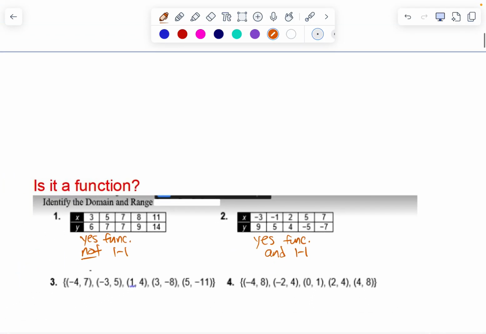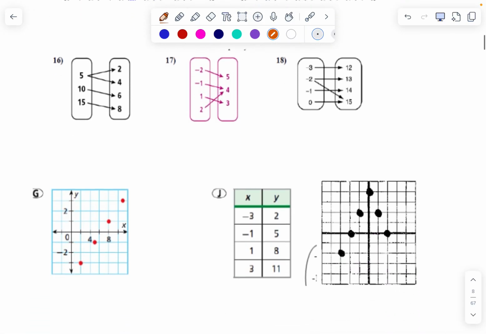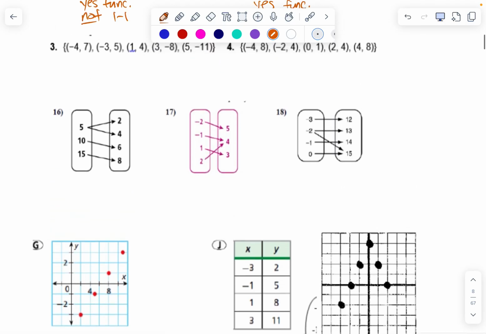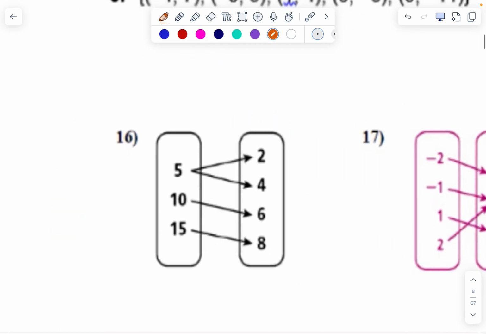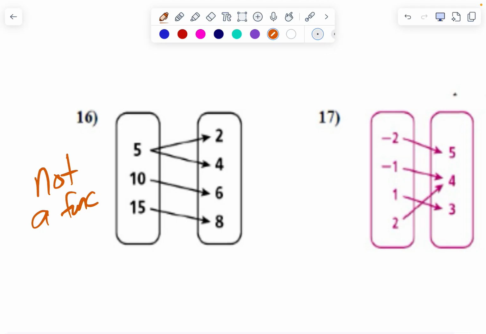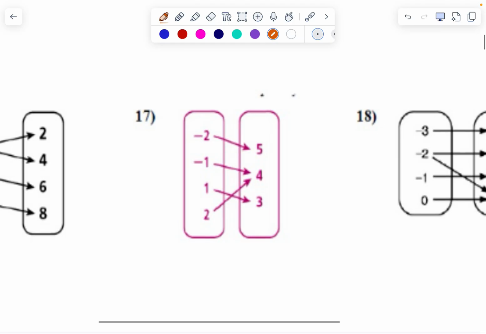Awesome. Now notice the problem actually asked for the domain and range there. I kind of want to save that for just another function. No. And why not? Right? How about this one? Function 17? Yes.